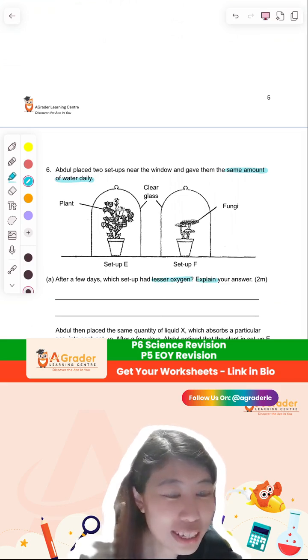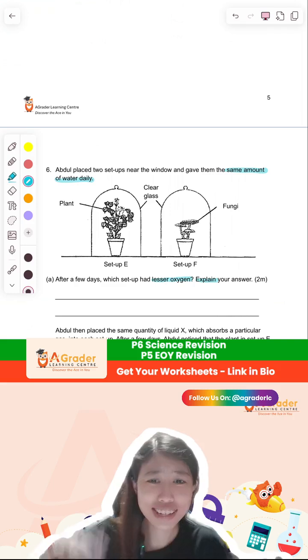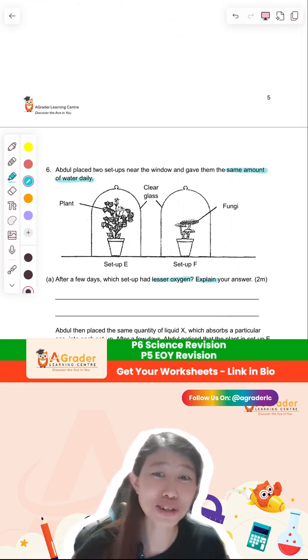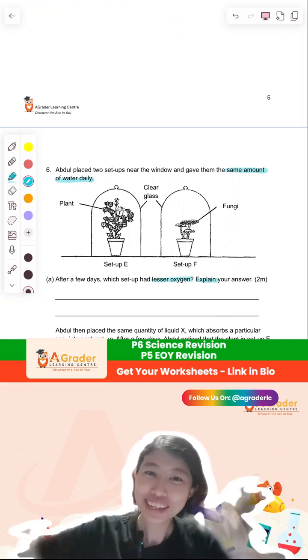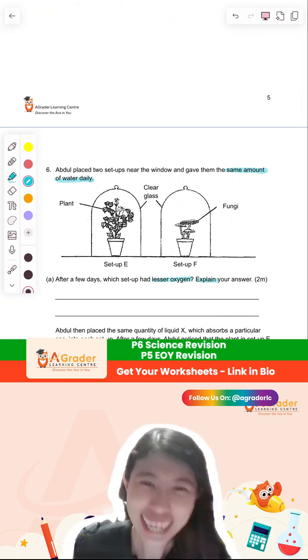Does anyone know? Oh, A grader doesn't have Sec 1 science, unfortunately. Although I would love to teach Sec 1 science as well.